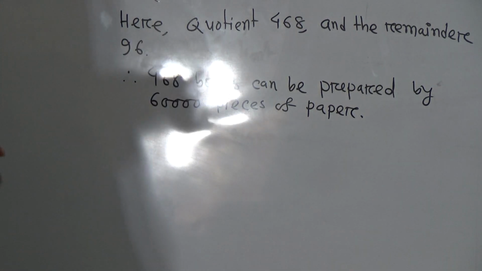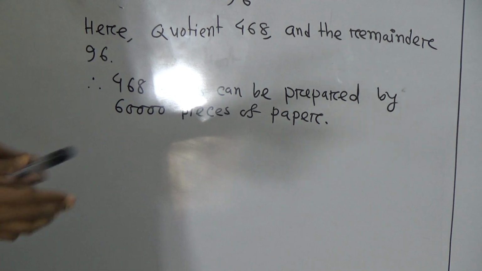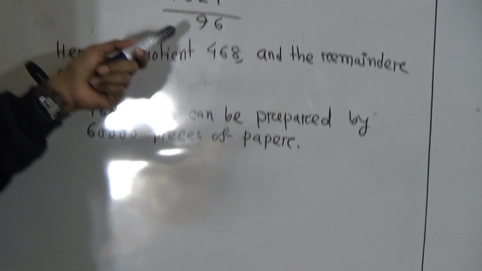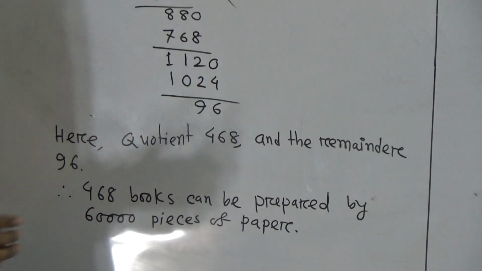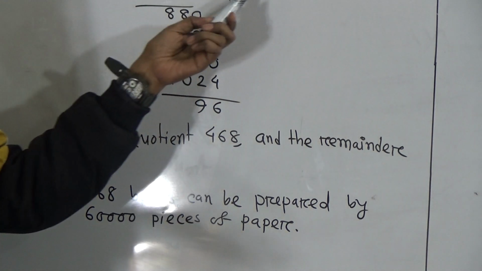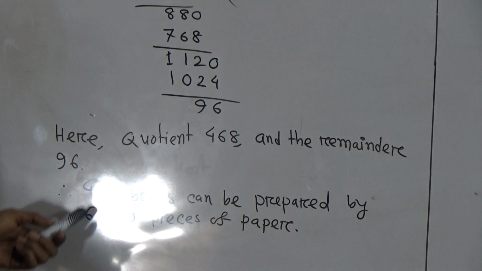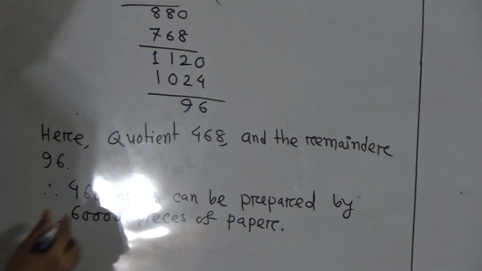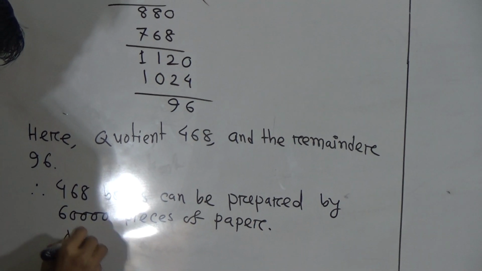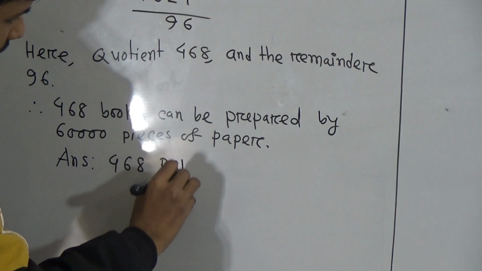Look student, we have rejected here 96 papers. Why? Because using 96 paper we cannot prepare any book. Okay, we need 468 papers. So our answer will be only 468 books. Now write the answer. Answer: 468 papers.